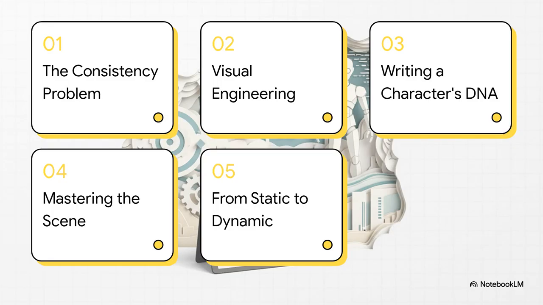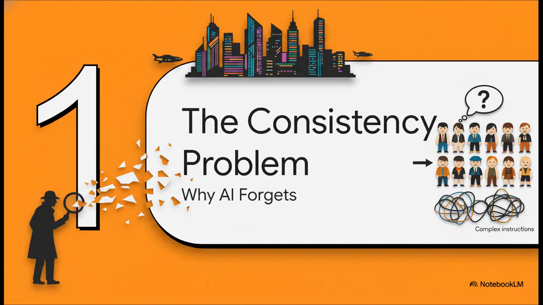Here's our game plan for today. First, we'll quickly nail down why this consistency problem happens. Then, we'll introduce the visual engineering solution. After that, we get hands-on. We'll write a character's visual DNA, learn to master the scene around them, and finally, bring that character to life with animation.